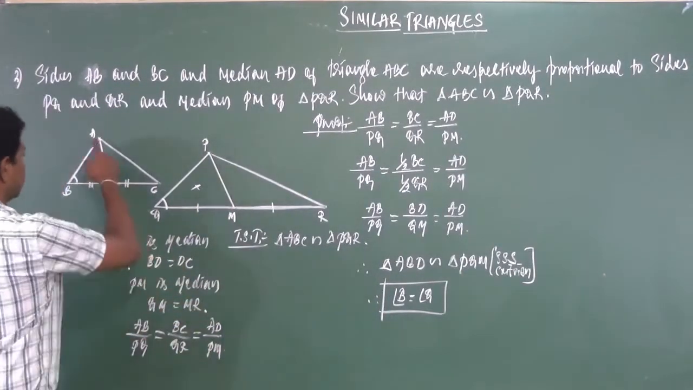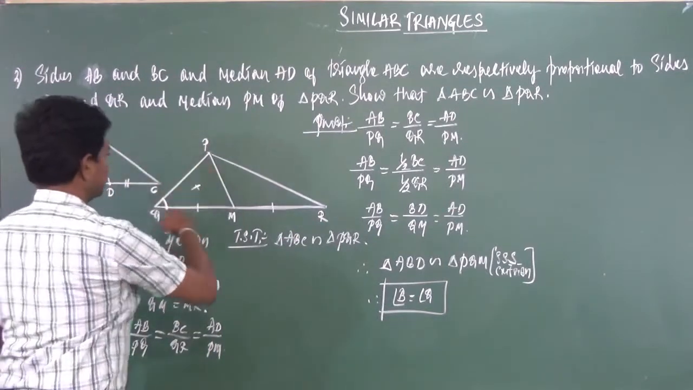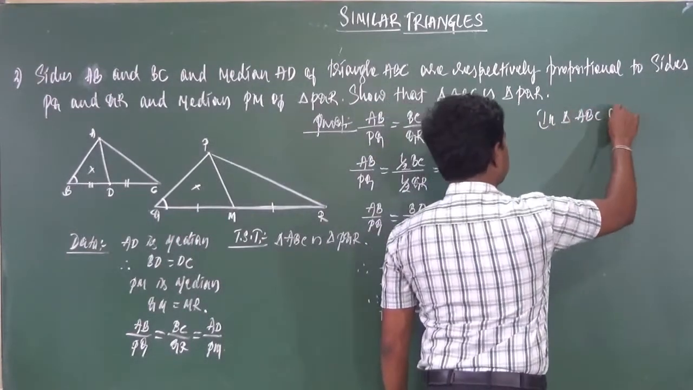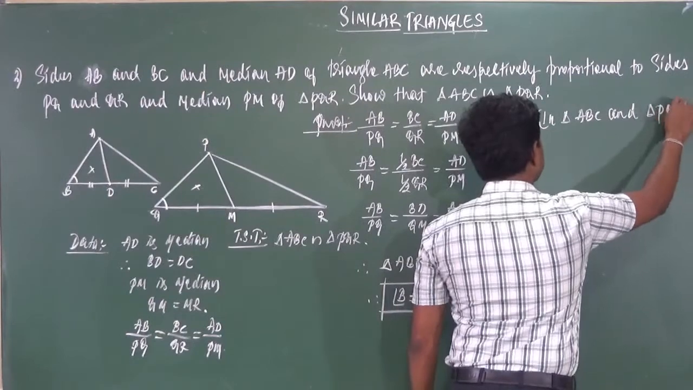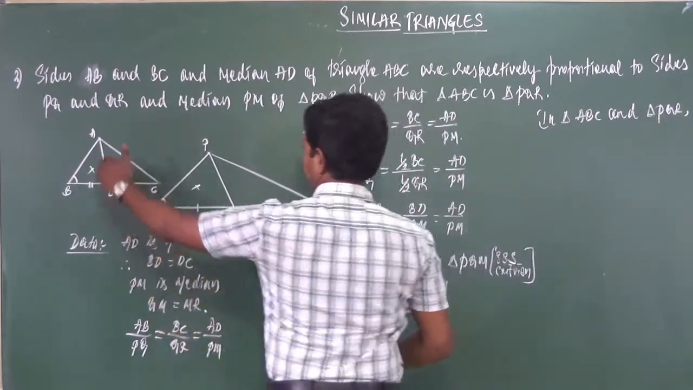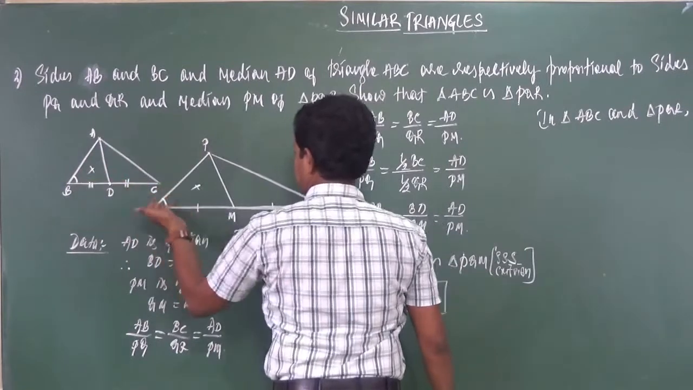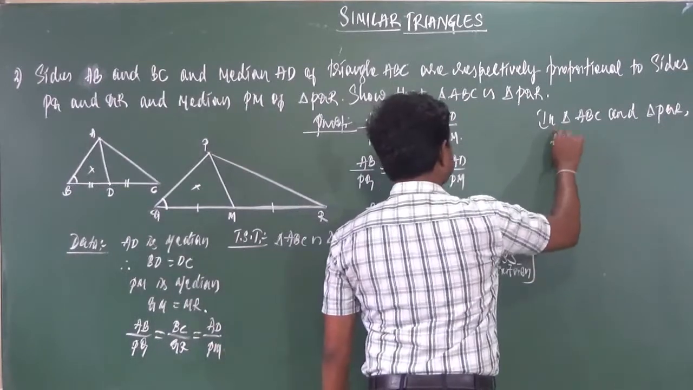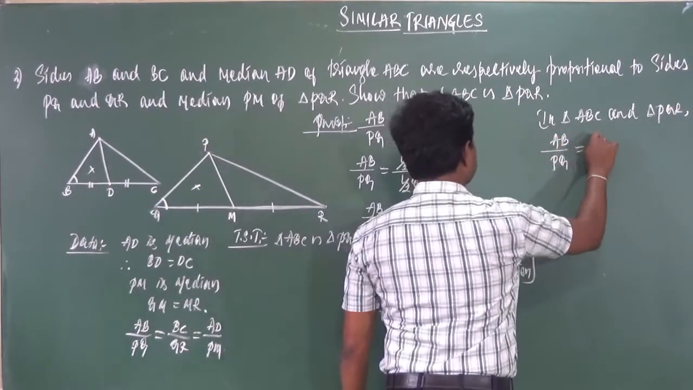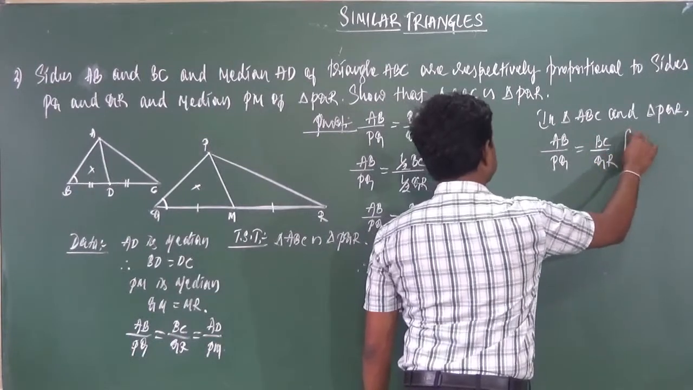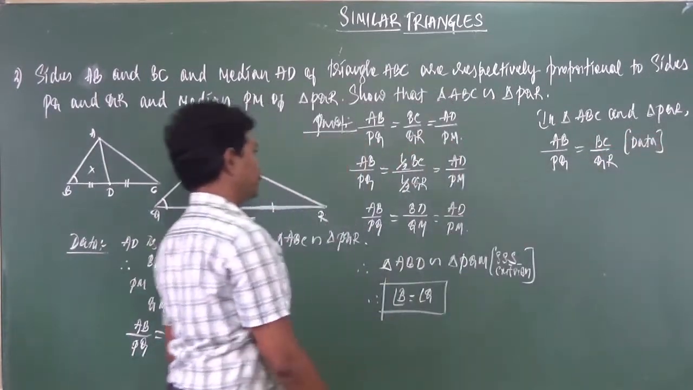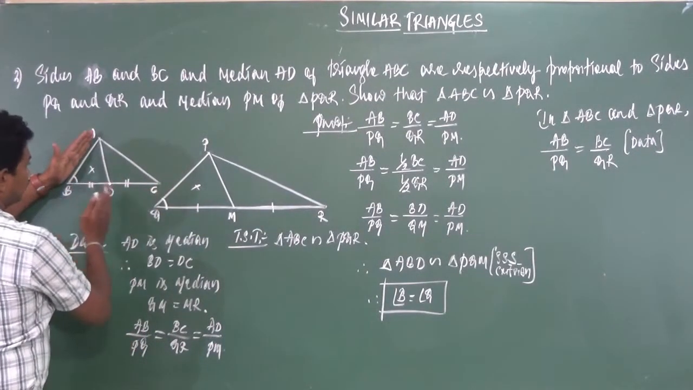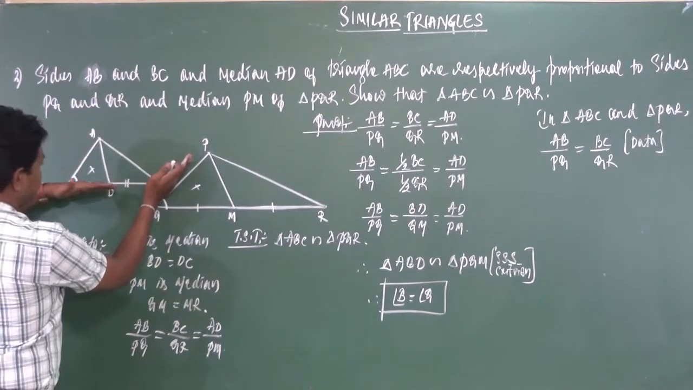So now we will select both triangles, that is triangle ABC and triangle PQR. Now AB by PQ is equal to BC by QR. That is according to the data. AB by PQ is equal to BC by QR according to the data. Right. So now you can easily observe here AB by PQ is equal to BC by QR.